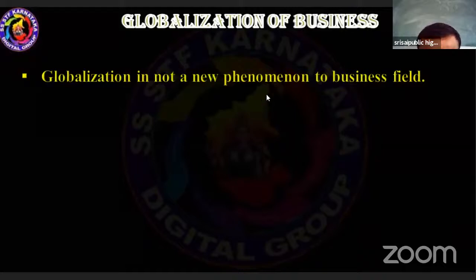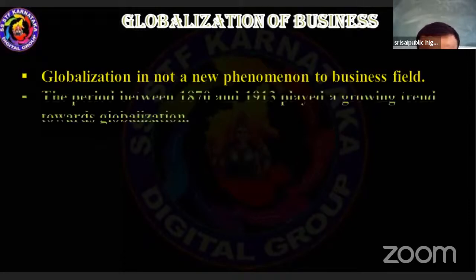Globalization is not a new phenomenon to the business field. It is old. It started during the later 18th century and the earlier 19th century.